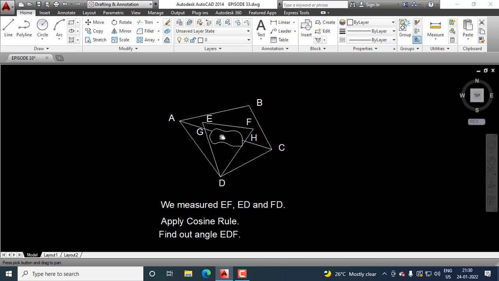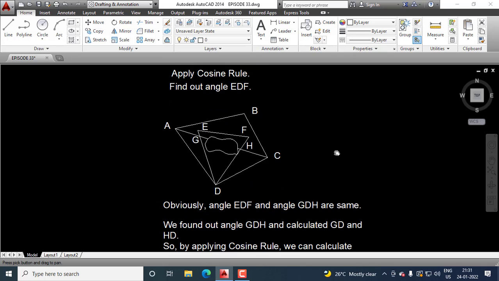We measured EF, ED and FD. We know these three sides of the triangle EFD. Apply cosine rule. Find out angle EDF, this angle. Obviously, angle EDF and angle GDH are the same. EDF and GDH are one and the same.